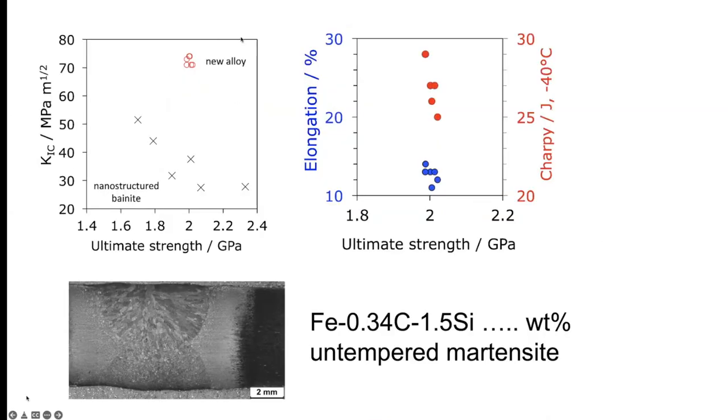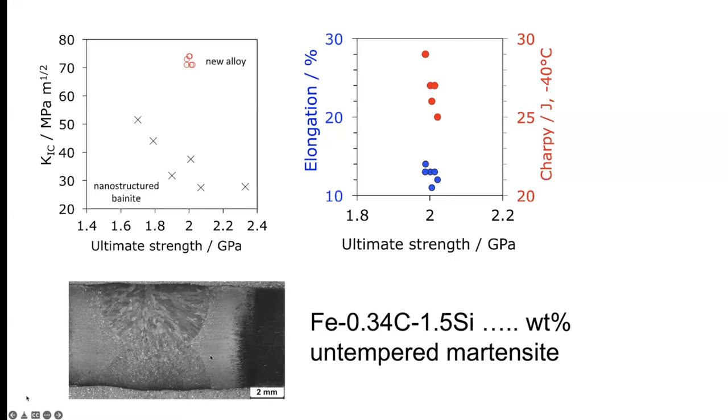So this is our new alloy, which has consistently got a fracture toughness of 70 megapascal root meters. And these are the previous results we obtained for nanostructured bainite. This is completely martensitic. And that at a strength level of 2 gigapascals and a Charpy toughness at minus 40 degrees centigrade, which is in excess of 25 joules, which is incredibly impressive, okay? You need both of these, actually, both of these parameters. Although this is an empirical parameter, it's an important quality control measure.